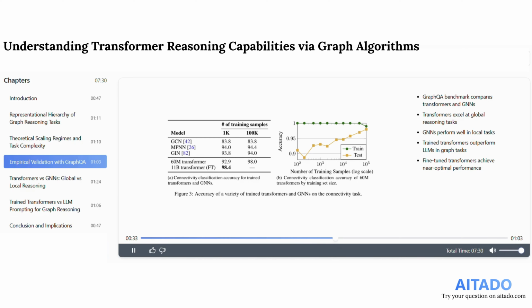In contrast, GNNs exhibit superior performance on localized tasks, highlighting their beneficial inductive bias toward local structures. The right graph further supports this, showing how a 60M transformer improves in accuracy as the number of training samples increases, with a clear distinction between training and testing accuracy. This comparison underscores transformers' capacity to tackle complex graph tasks and their scaling efficiency when fine-tuned for specific challenges.